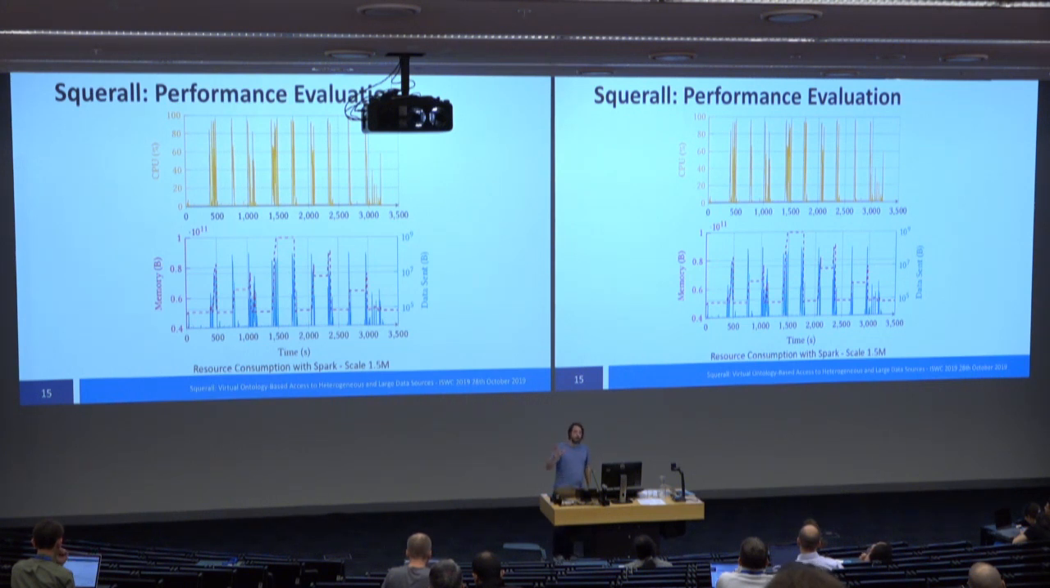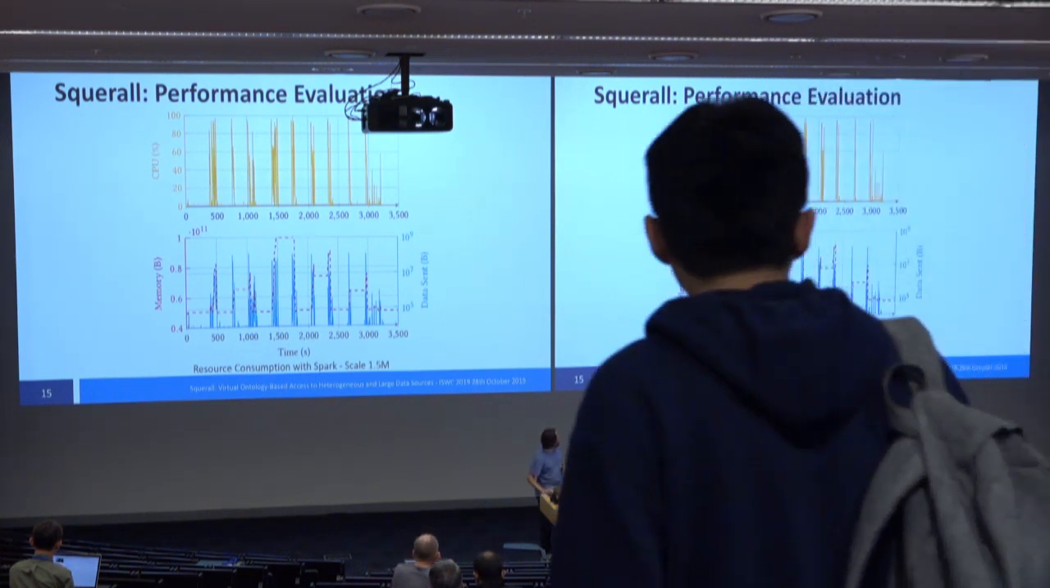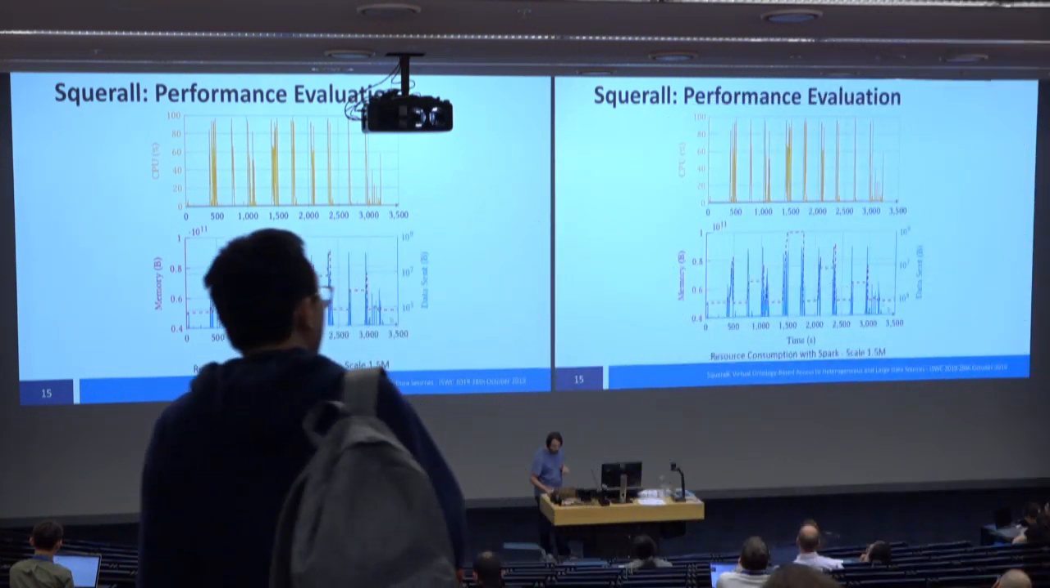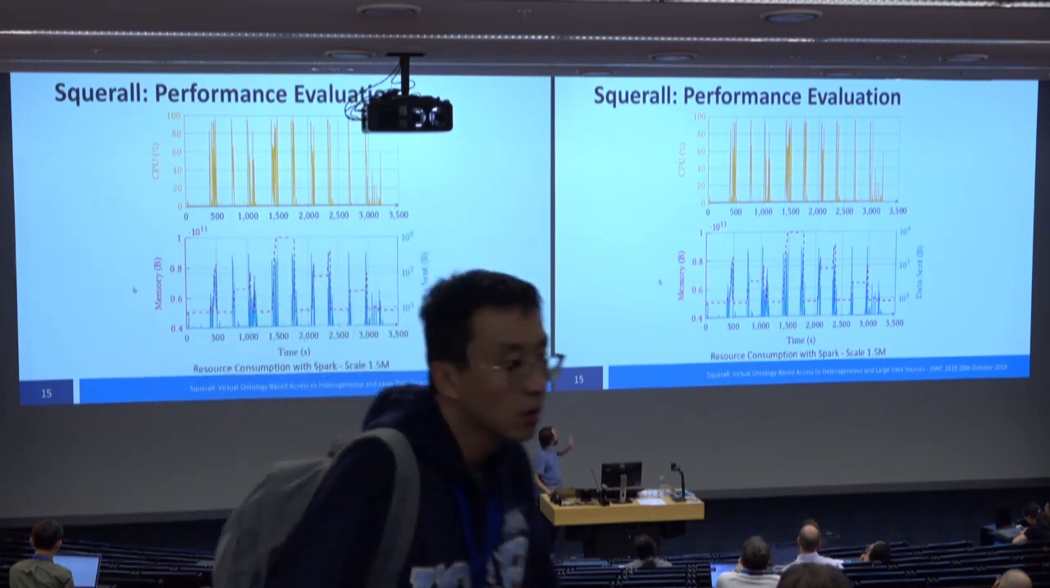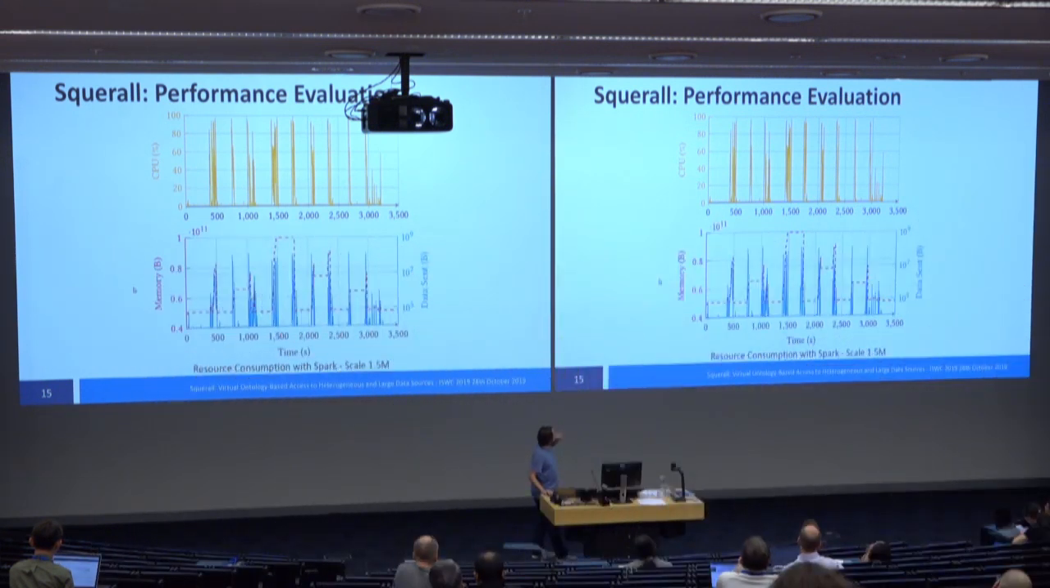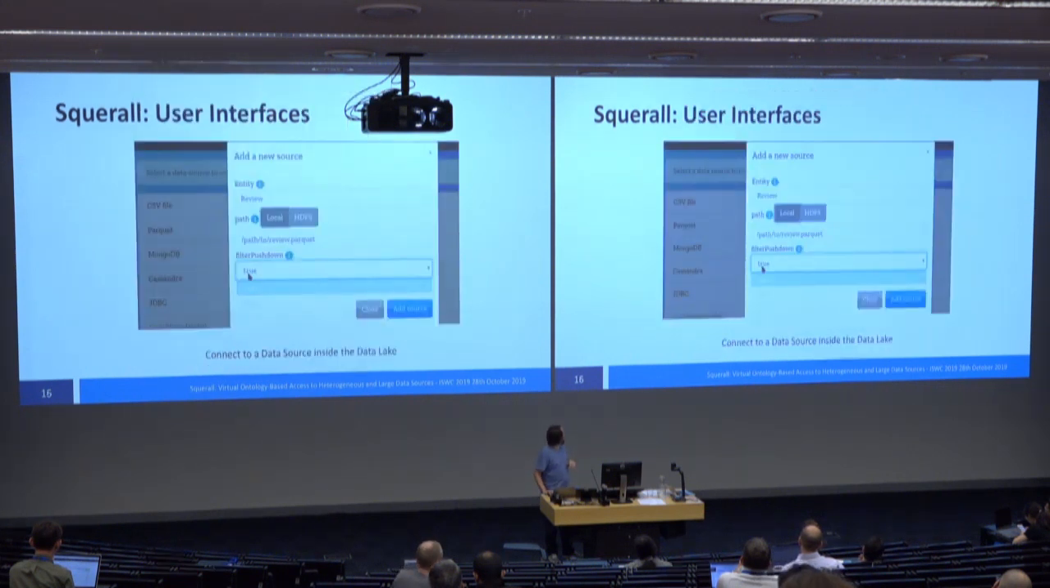So we paid a bit of attention to the CPU consumption, or the memory, or the data which is sent across the network. And what we discovered, which was not really a surprise either, is that the peaks correspond to the disk read and the shuffle done either by Spark or by Presto.